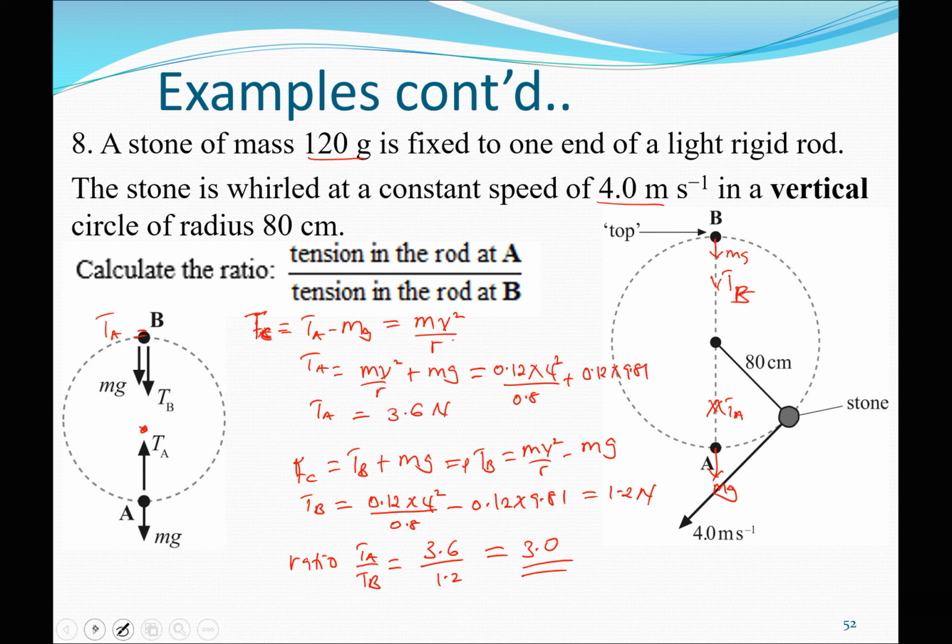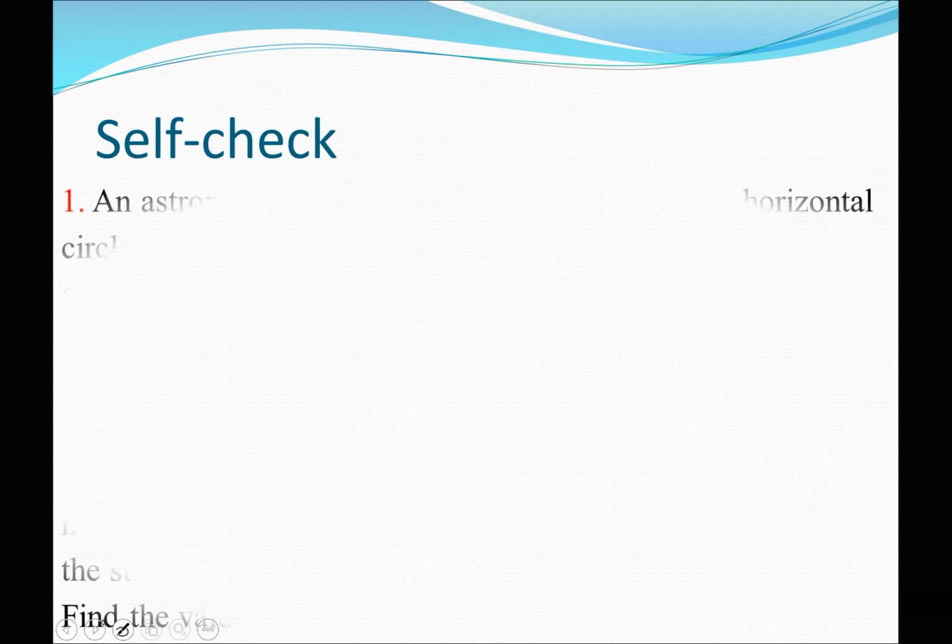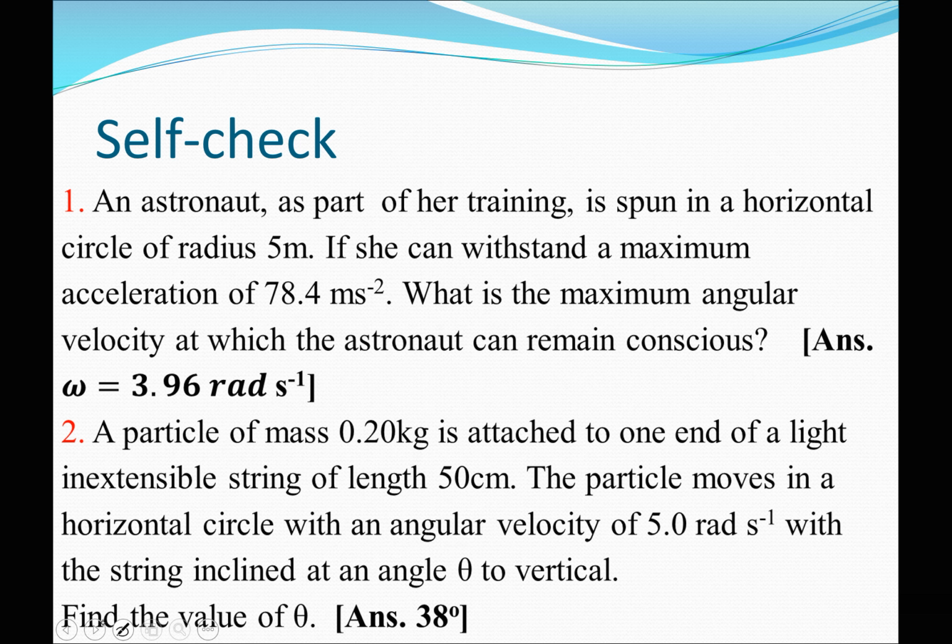Now, you deserve to do some self-check questions for yourselves. An astronaut, as part of her training, is spun in a horizontal circle of radius 5 meters. If she can withstand a maximum acceleration of 78.4 meters per second squared, what is the maximum angular velocity, omega? So this is centripetal acceleration, this is radius. What is the maximum angular velocity at which the astronaut can remain conscious? I've given you the answer here, you can just verify that.